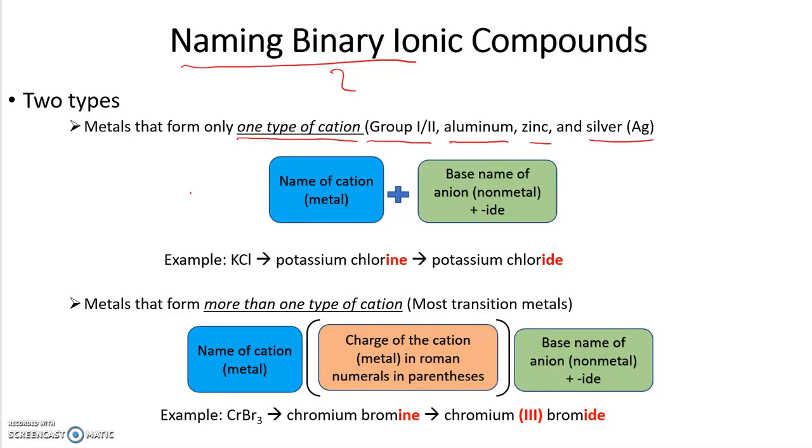To name these, give the name of the cation, which is the metal, and then add the base name of the anion, which is the nonmetal, and add -ide when you remove the last 3 or 4 letters of the nonmetal name. For example, KCl is potassium, the metal, and chlorine, the nonmetal, except we remove the last 3 letters, I and E, and replace them with IDE. So the name of KCl becomes potassium chloride.